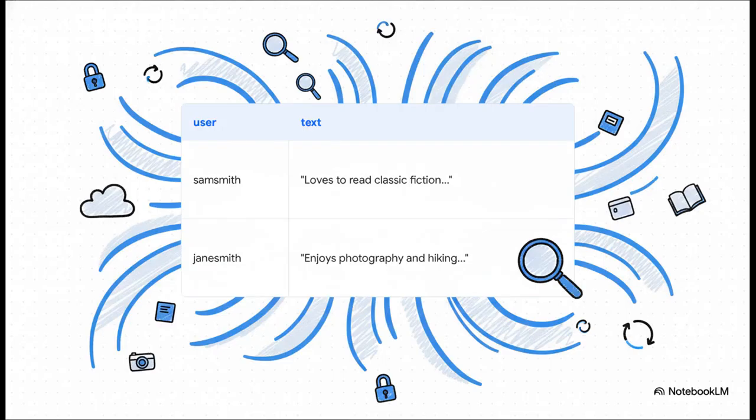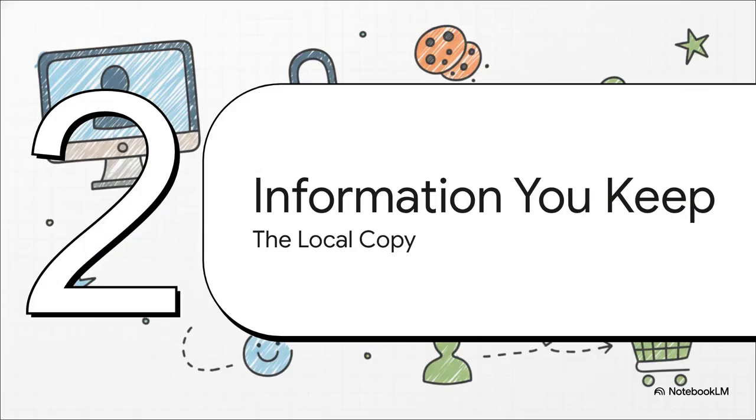And here's what that looks like in practice. It's just a simple table. Sam Smith is one row. Jane Smith is another. The user column holds their unique identifier, and the text column holds their profile info. A database like this can find and pull up any piece of this information in just a fraction of a second. It's incredibly fast.